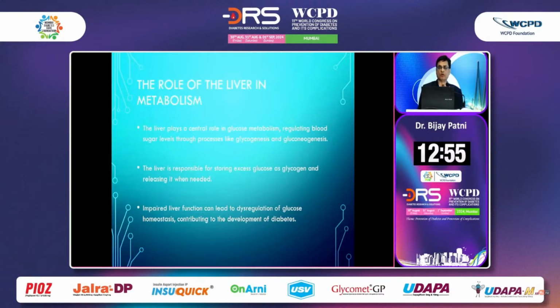Now, what could be the role of the liver in metabolism? It definitely plays a central role in glucose metabolism, regulating the blood glucose levels through various processes like gluconeogenesis and glycogenesis. It is also responsible for storing excess glucose as glycogen, which is released as and when it is required. So if you have an impaired liver function, that will definitely lead to dysregulation of the blood glucose, and that will impair the glucose homeostasis, thereby contributing to the development of diabetes.